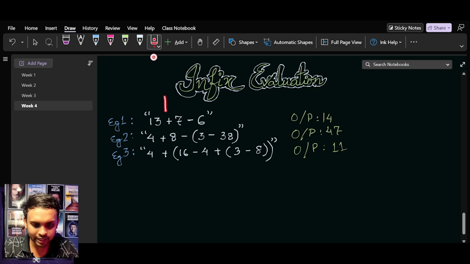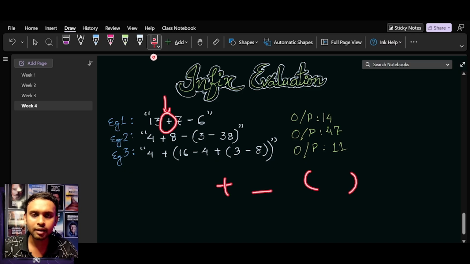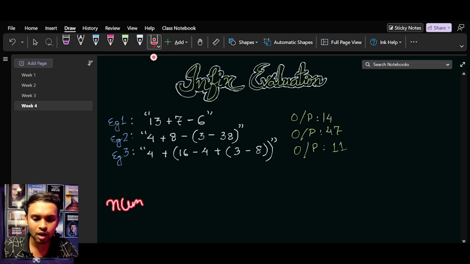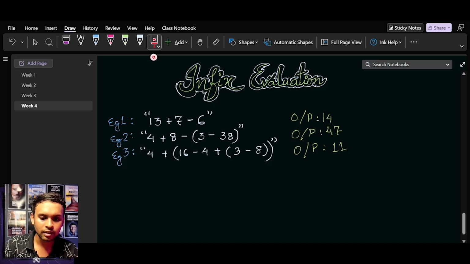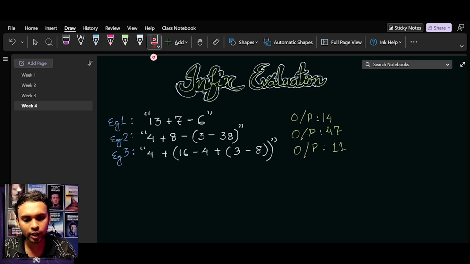Now as soon as I get a non-digit character, which can be a plus, minus or the brackets, I am sure that my num variable is now holding the value which is prior to it. My entire number is stored in my number variable now, right? So basically these are the indicators that whenever any non-digit character comes, that is the indication that the number is formed. Now obviously for an operation to take place, there should be two numbers, right?